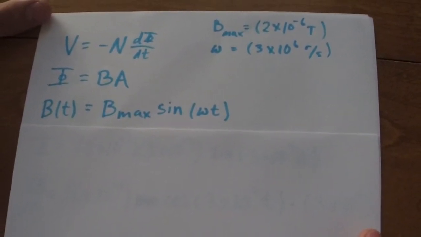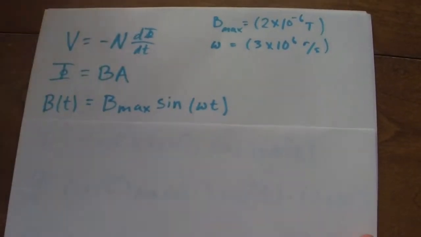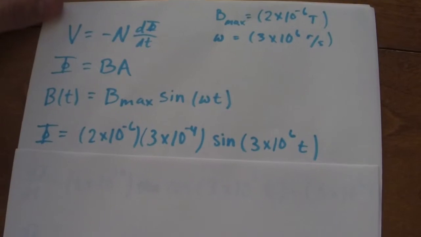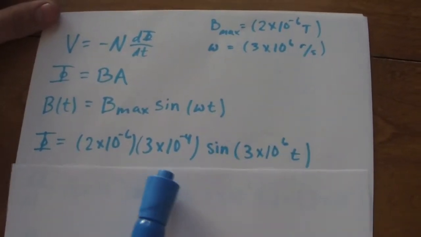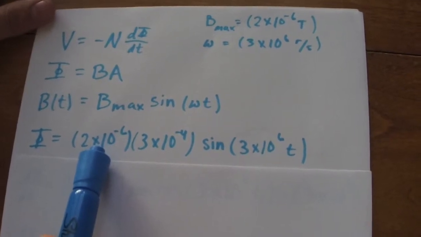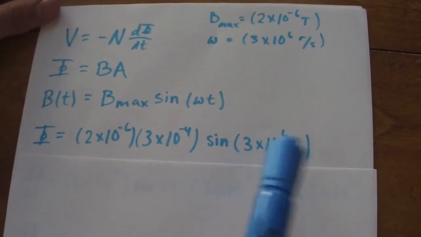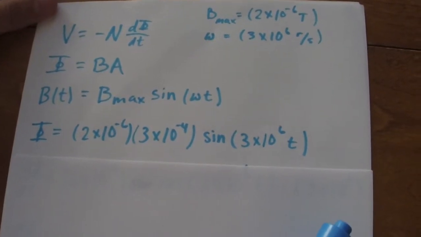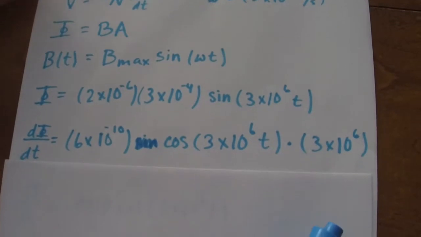So what we're going to do is solve for flux and then take the derivative in order to plug it into this equation. Right here we have that flux is equal to the B max up here, which is 2 times 10 to the negative 6, times the area, and then times the sine of omega t. Now we want to take the derivative in order to fit this into the equation. So we're going to take the derivative.